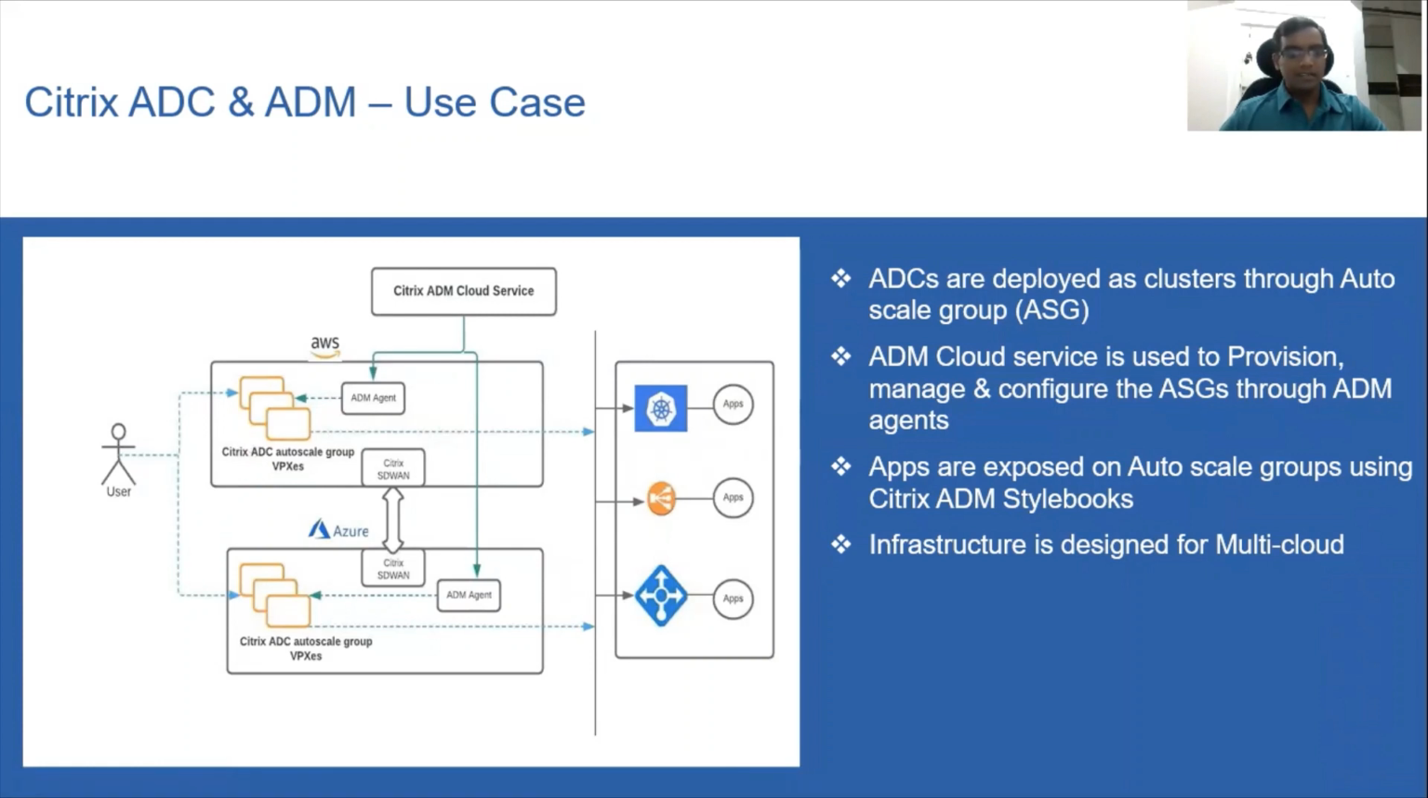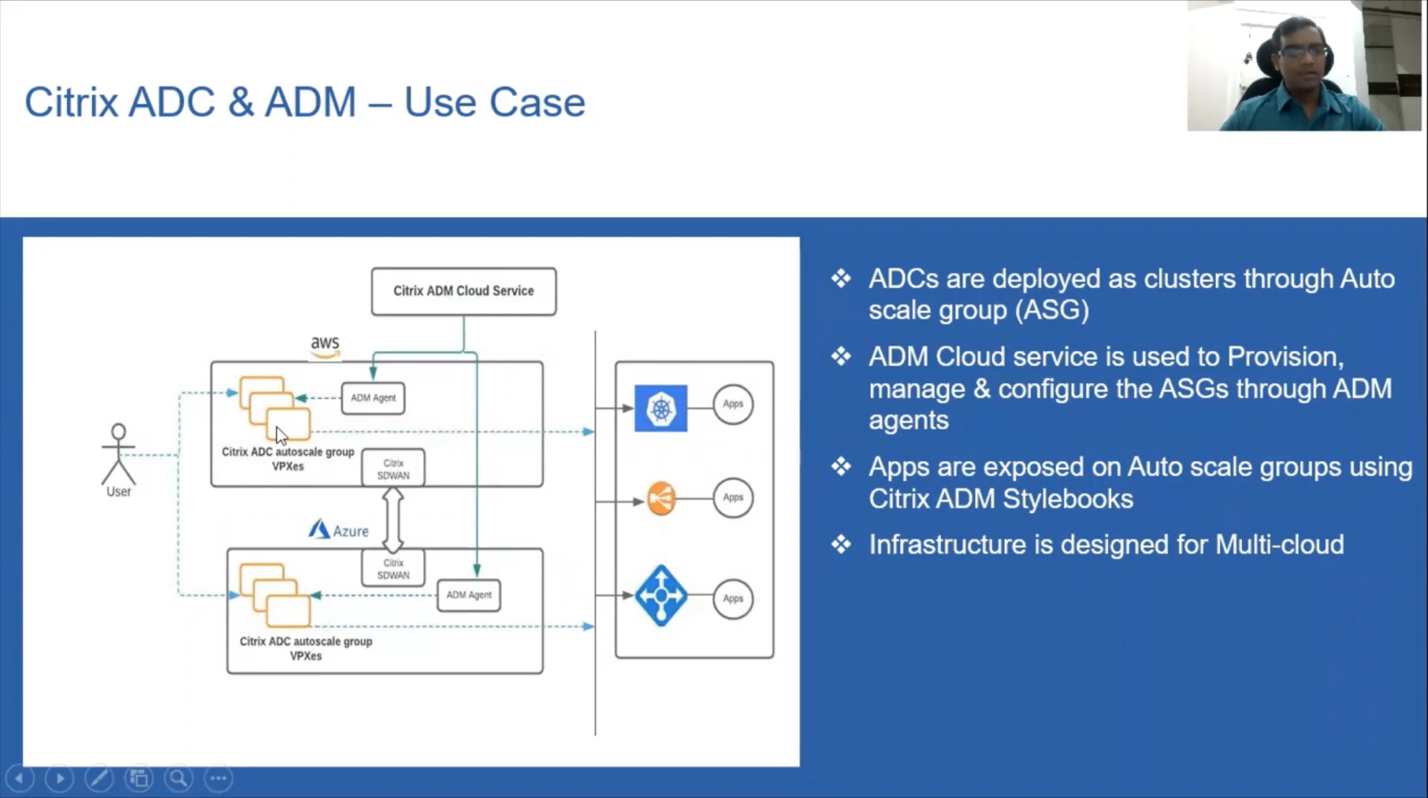The layer 7 ingress needs to be exposed to the internet and the apps need to be secured on a private network. Citrix ADC VPXs suited our requirement since they are available on different public clouds. Due to the scale involved in handling ingress traffic, we selected Citrix ADC autoscale groups.